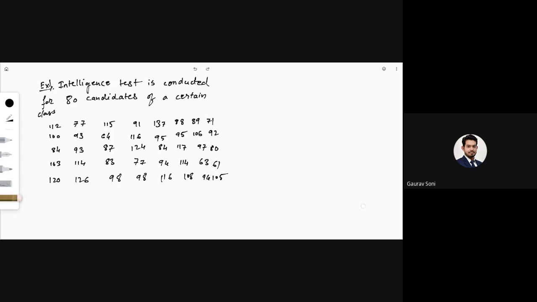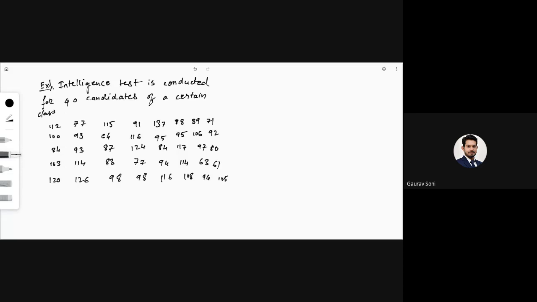Yes, I'll change the number. That's enough. I'll make it 40, 94, and 105. So I have conducted an intelligence test for 40 candidates, and these are the marks.